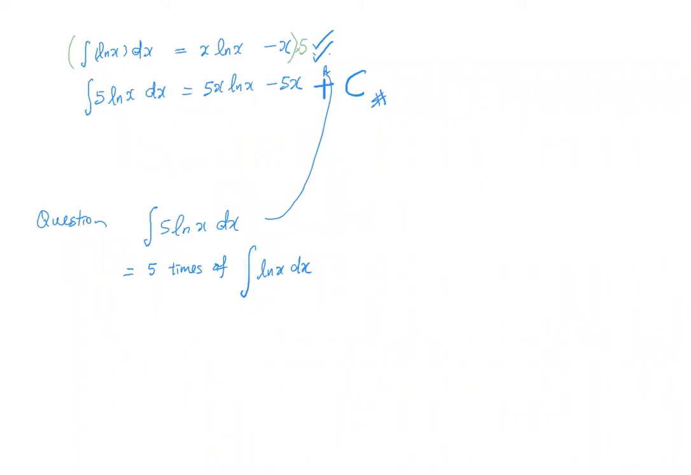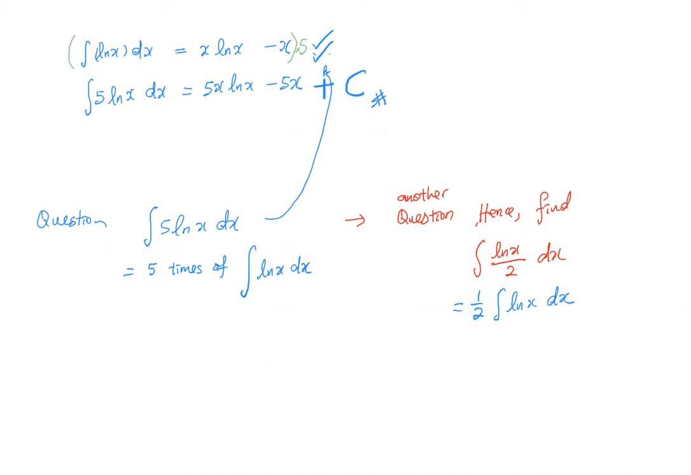Yes, miss. So, for example, this one, I can change the question like that. I can have another question, using the same function. I can ask you to, hence, find the integral of ln x over 2 dx. It's the same thing. The way I work it out is the same, because this one is read as half of ln x dx. Am I right? So you just times half, then you get the answer.